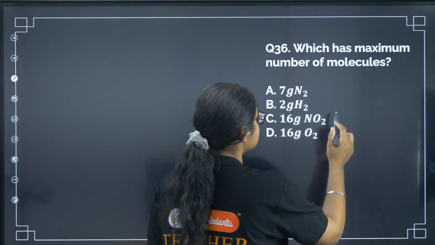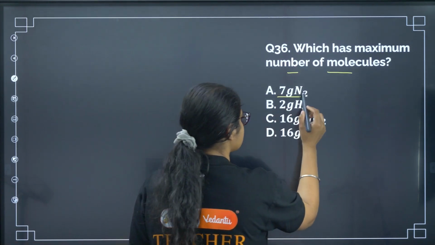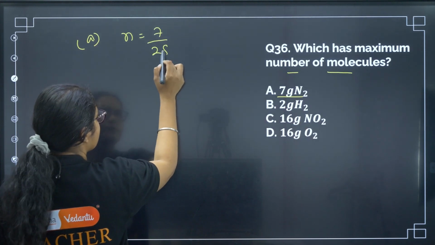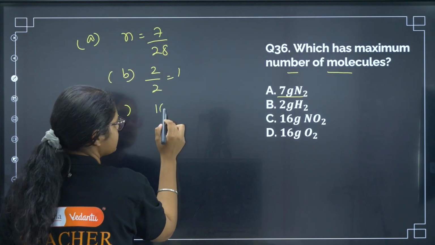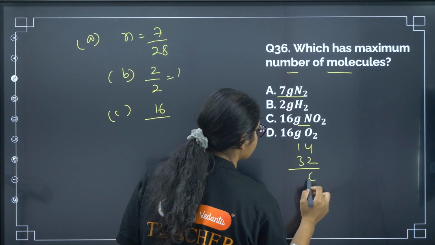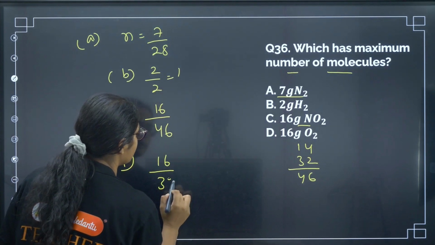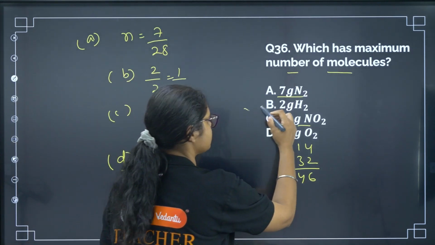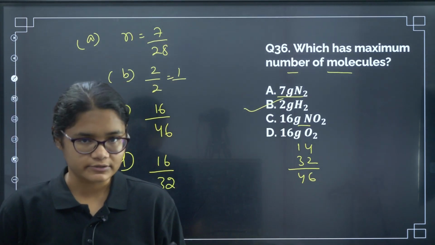Next. Which has the maximum number of molecules? So what we can do is just calculate the number of moles for each one. So the number of moles for option number A is 7 by 28. For option number B, it is 2 by 2, that is 1. For option C, it is 16 by, if I add this one is 14, and then here we have 32, so we will have 46. 16 by 46. Then for option D, it is 16 by 32. So you can see all these numbers will come less than 1 and this is equal to 1. So the correct answer for this question will be option number B. Okay, so if the number of moles is more, the number of molecules will also be more.